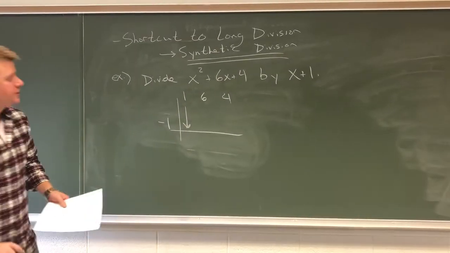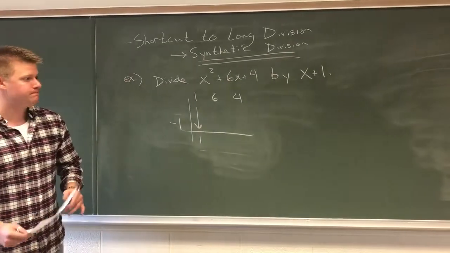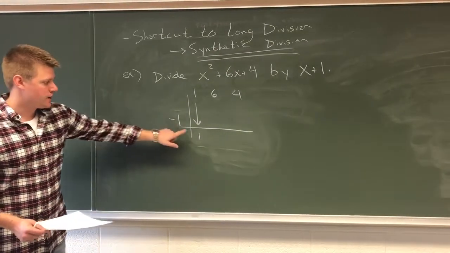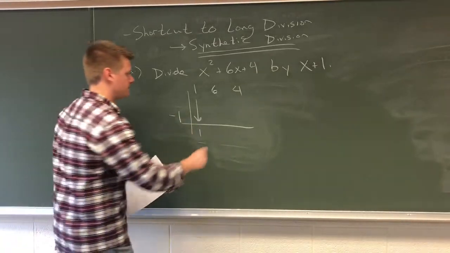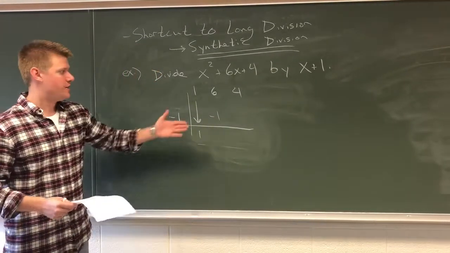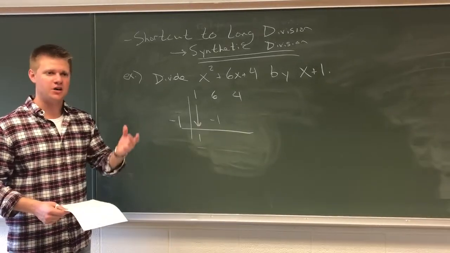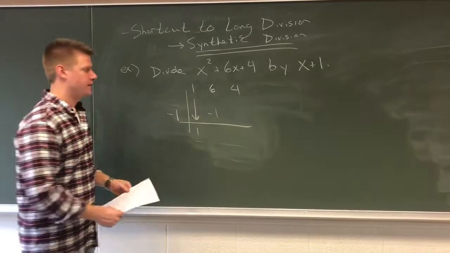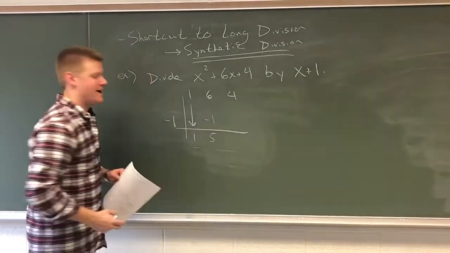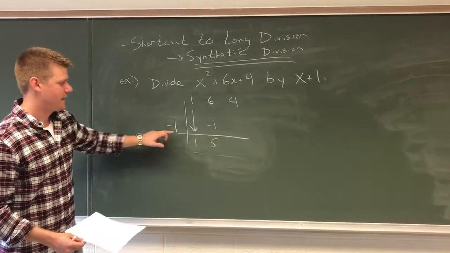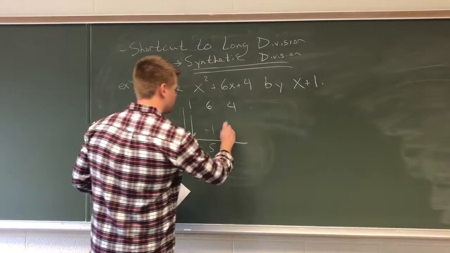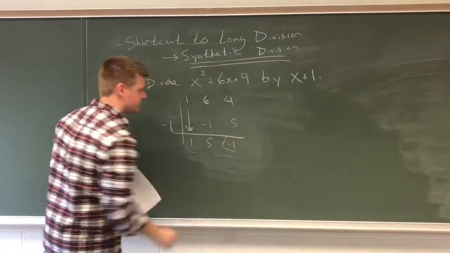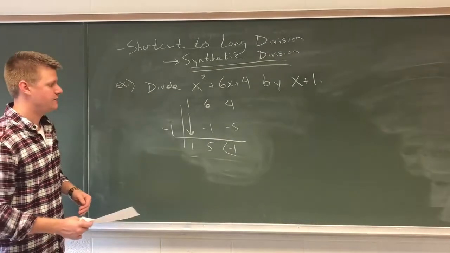I drop the first coefficient down, just 1. Think about what we do in long division. Next we multiply. -1 times 1 is -1. Think about what we then did. We added and subtracted terms together that were lined up. I now add 6 plus -1 is 5, and now I do the multiplication step again. -1 times 5 is -5, and then once again I add 4 plus -5 is -1. There's my remainder, just like I would have had before.